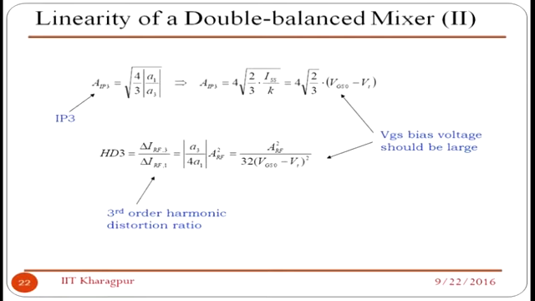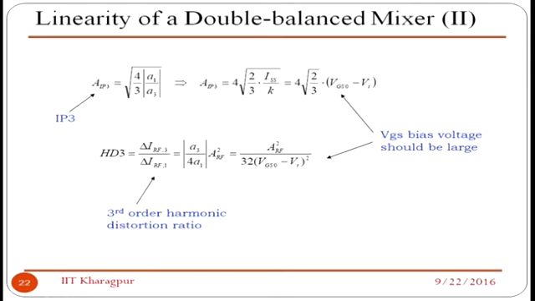Clear? And if you look at the harmonic content, here I am assuming the third harmonic will give me the highest amplitude. So the third harmonic is delta IRF3 divided by the fundamental. Then it becomes A3 by, using the same coefficients, VGS0 minus VT. Again you can say that the harmonic distortion will be reduced if VGS0 is high. Remember, it is in the denominator.